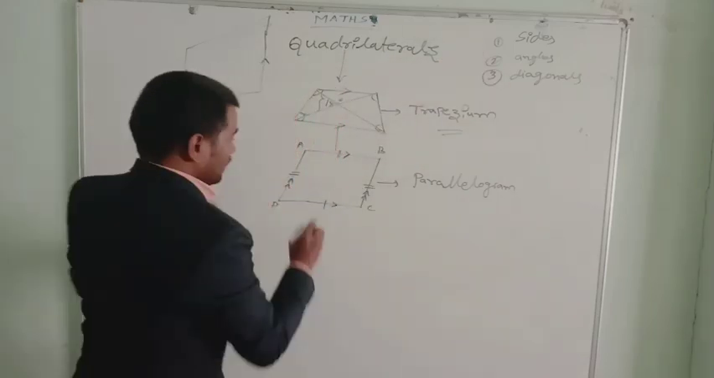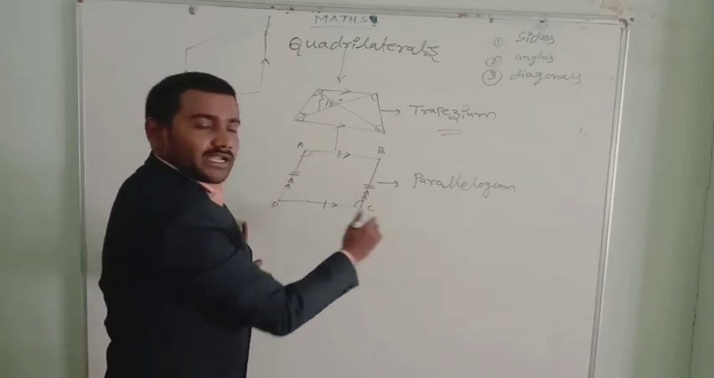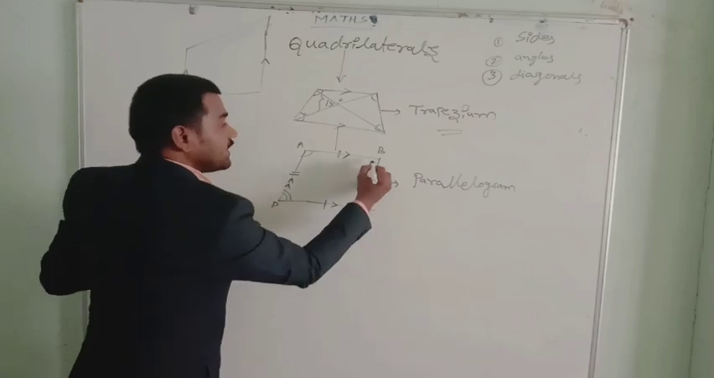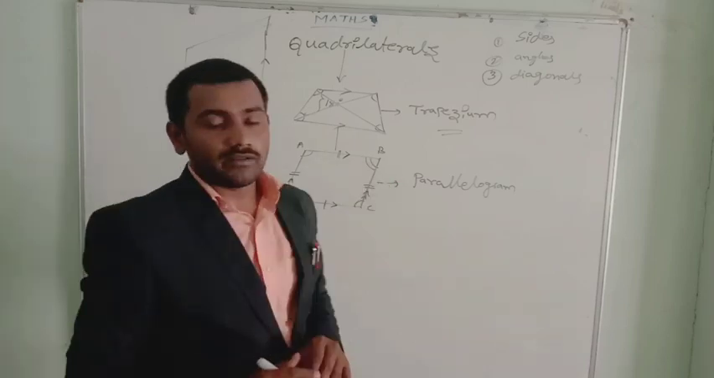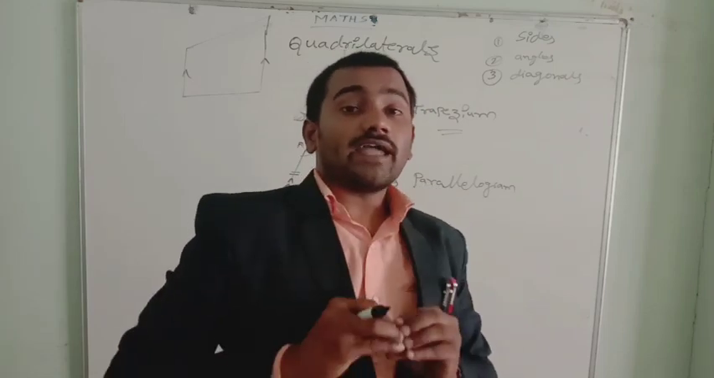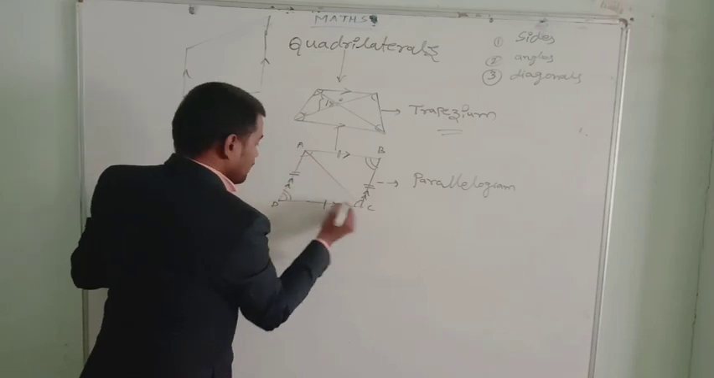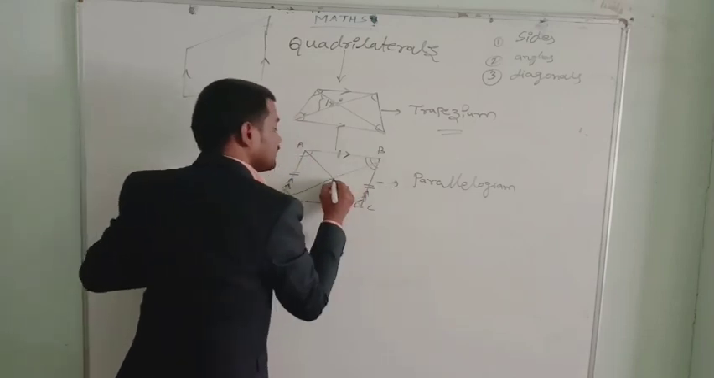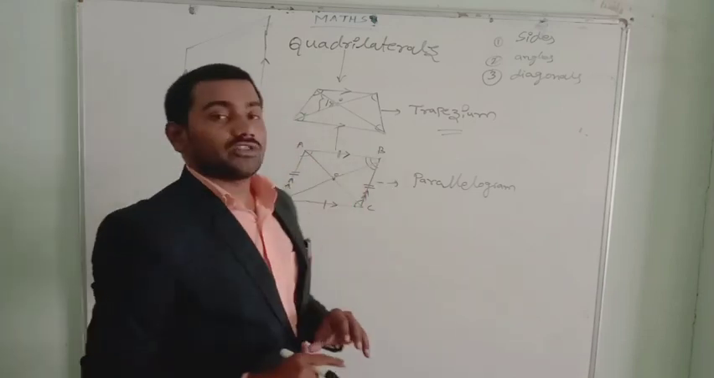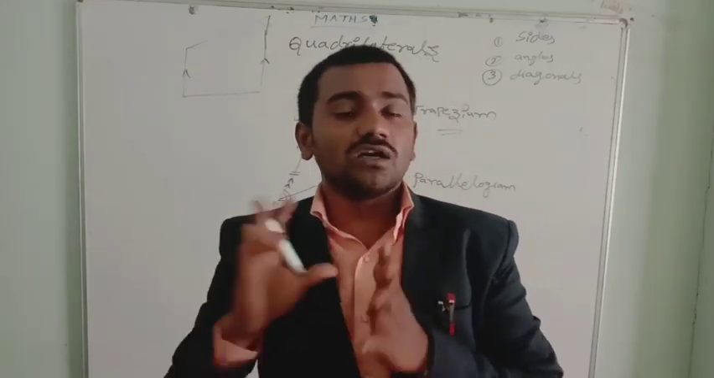Opposite angles are equal. Here single angles, that means these two angles are equal. Angle A equals angle C, angle D equals angle B. Opposite angles are equal. And what about the diagonals? See, diagonals are bisecting each other at the point. So the diagonals are bisecting each other, not just intersecting.